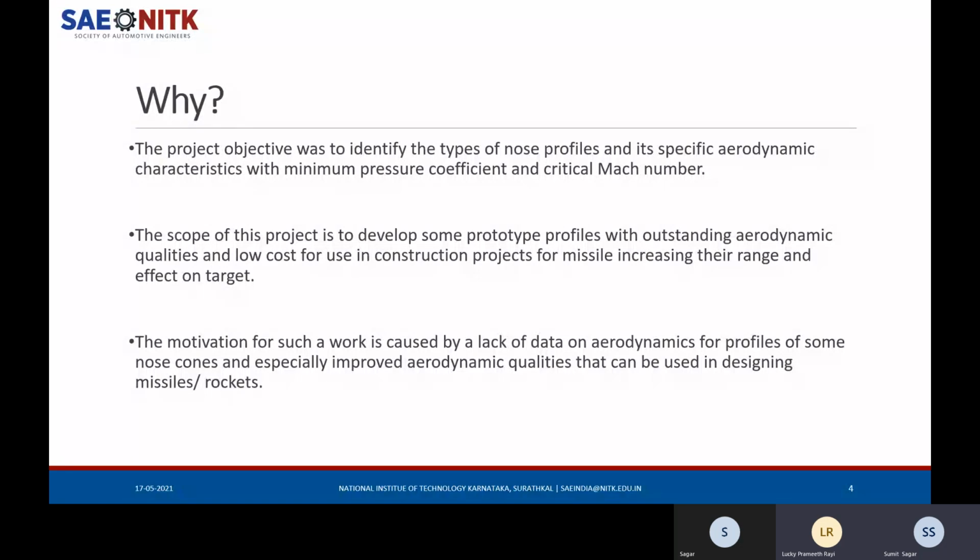And why are we doing this? The main objective was to identify the types of nose profiles and its specific aerodynamic characteristics with minimum pressure coefficient and critical Mach number. The scope of this project is to develop some prototype profiles with outstanding aerodynamic qualities. And the motivation for such a work is the lack of data on aerodynamics for profiles of some nose cones.